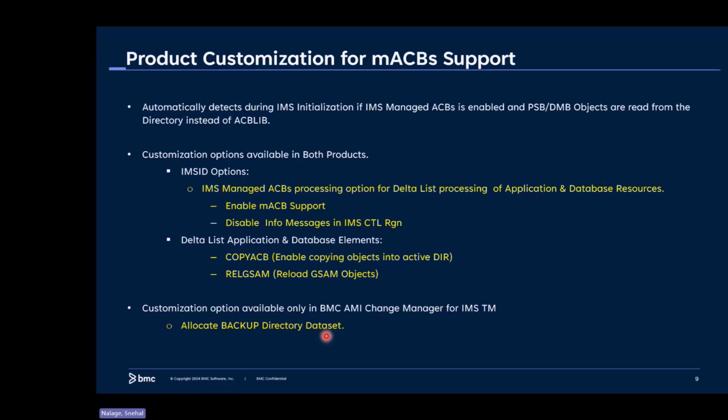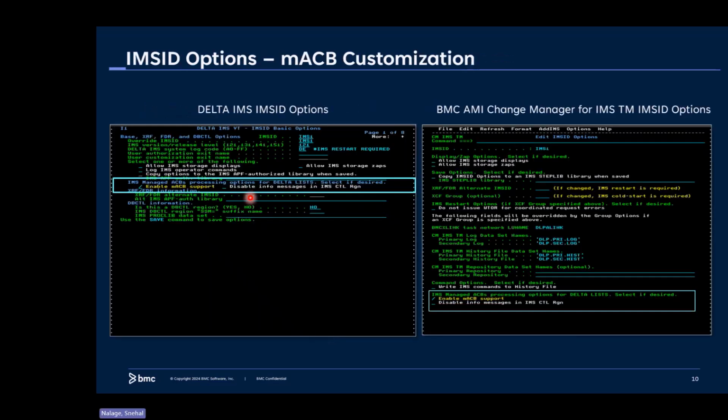And we will be talking in more detail about this in the later slides. Okay, so now, as we discussed, this is how these options look in the IMS ID options. These are the screenshots of the IMS ID options for both the products. Okay, and these are the two options that we discussed, which are related to the Delta list execution in the managed ACBs environment.